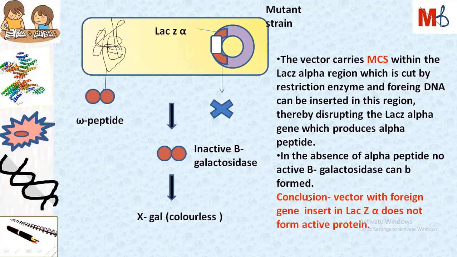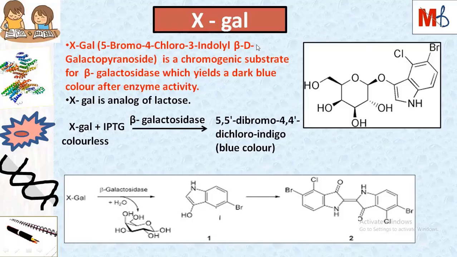So now we can see that the vector with foreign gene insert in lacZ alpha does not form the active protein. No active protein means no blue color product will form, right? Since in this video we are talking about X-Gal again and again, it is important for us to know a little bit about this.